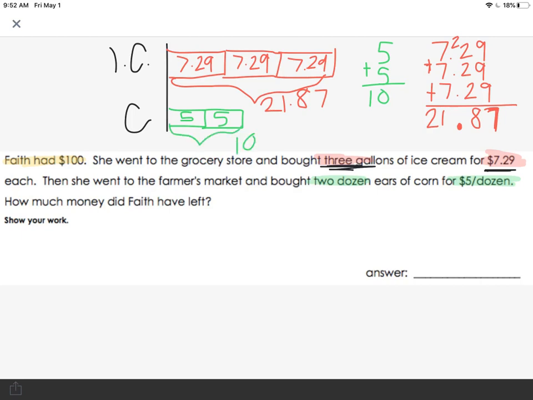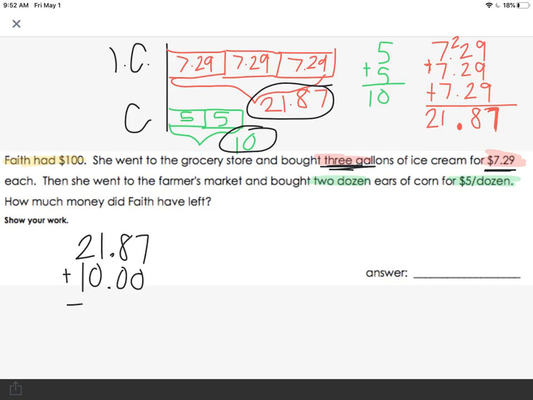So all together, how much did she spend at the store? It's $21.87 plus $10. $21.87 plus $10 and no cents. 7 plus 0 is 7. 8 plus 0 is 8. Again, I'm going to drop that decimal. 1 plus 0 is 1, and 2 plus 1 is 3. So altogether, she spent $31.87.